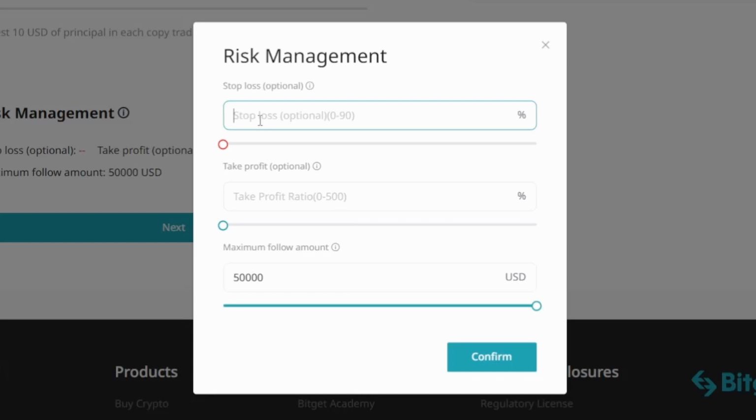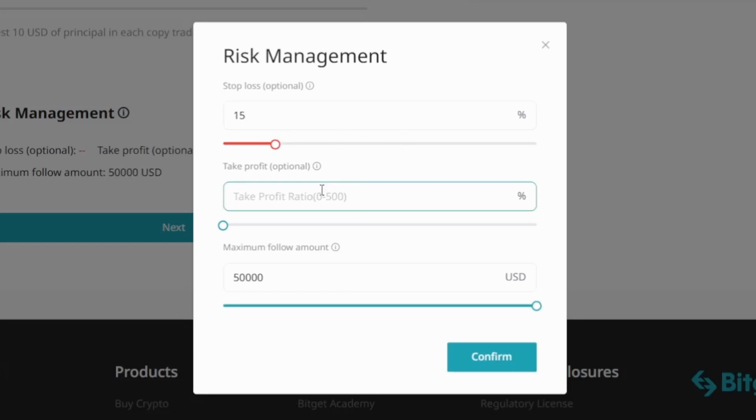15% of that's $1.50. I could drag this cursor up to 15%. It just means if I enter a trade following this guy, that the most I can lose is 15%. Same thing with take profit. I can specify that I would like to take my profits at, let's just say, 15% as well.